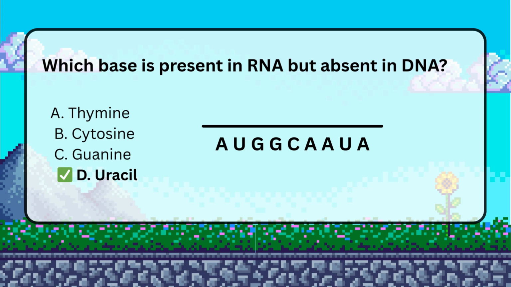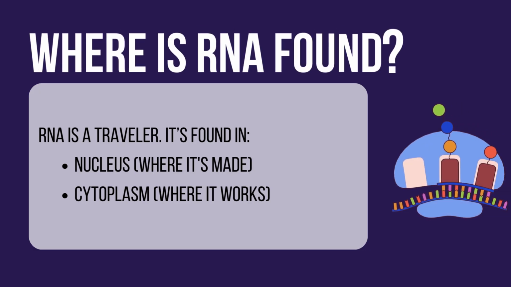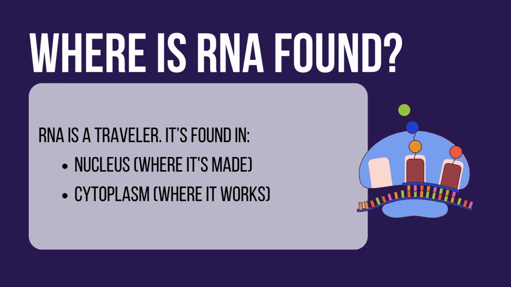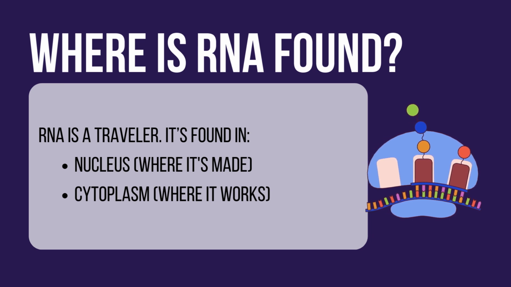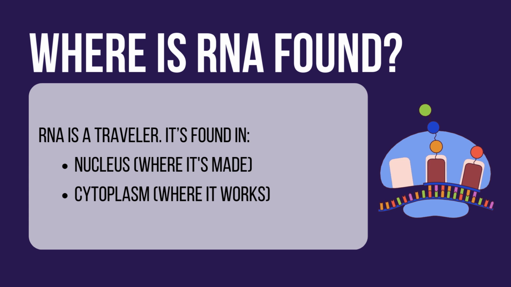Now the next is, where is RNA found? Unlike DNA, which is locked safely in the nucleus, RNA is a traveler. It is found in the nucleus. It can also be found in the cytoplasm, and it can also be found in ribosomes. The nucleus is the place where the RNA is synthesized. The cytoplasm is the place where the RNA functions, especially in the ribosome at the site of protein synthesis.